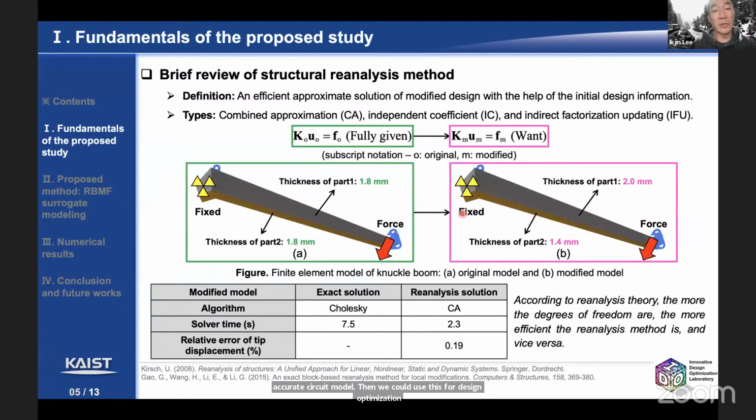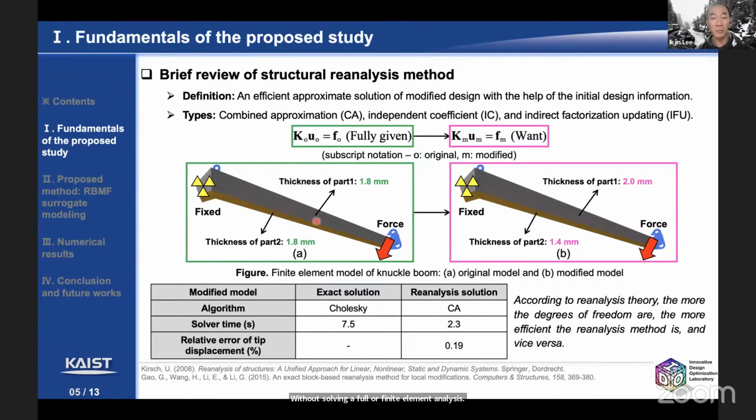And let's briefly review a structural reanalysis method. The definition of this reanalysis method is an efficient approximate solution of a modified design with the help of the initial design. So here, first we need to solve this matrix equation using finite element analysis at a given design. Then we could obtain the solution of this matrix equation at the modified design without solving a full finite element analysis. Instead, we could use the reanalysis method.